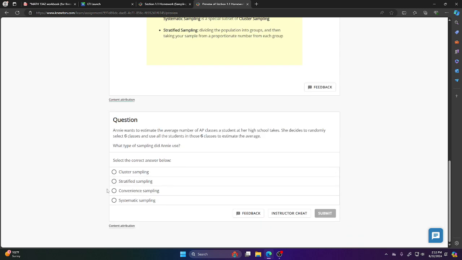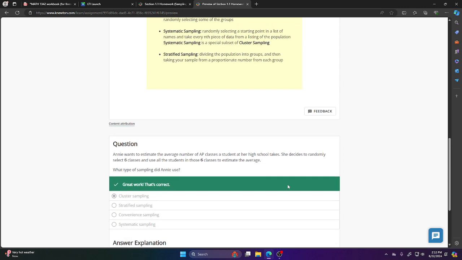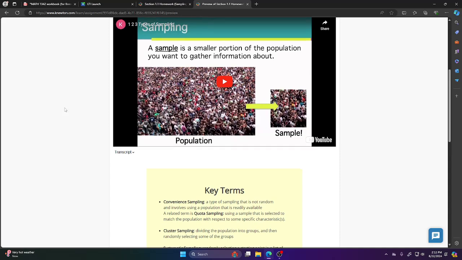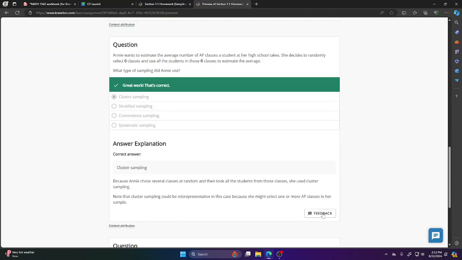So from all this, let's go and answer this one now. Okay. Wants to select the average number of AP classes, decides randomly to select this, and uses all the students in those 6. Which one? Yep, I think cluster once again. Let's try the cluster. Yep, that's cool. But I was purposely just wanting to see what that would be like, right? More instruction, that's what it was. There's a feedback button. We're going to do that too.